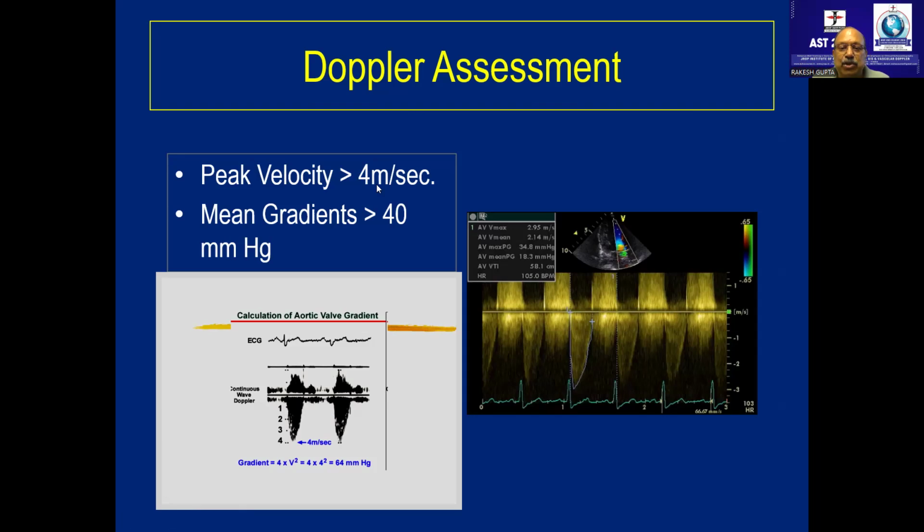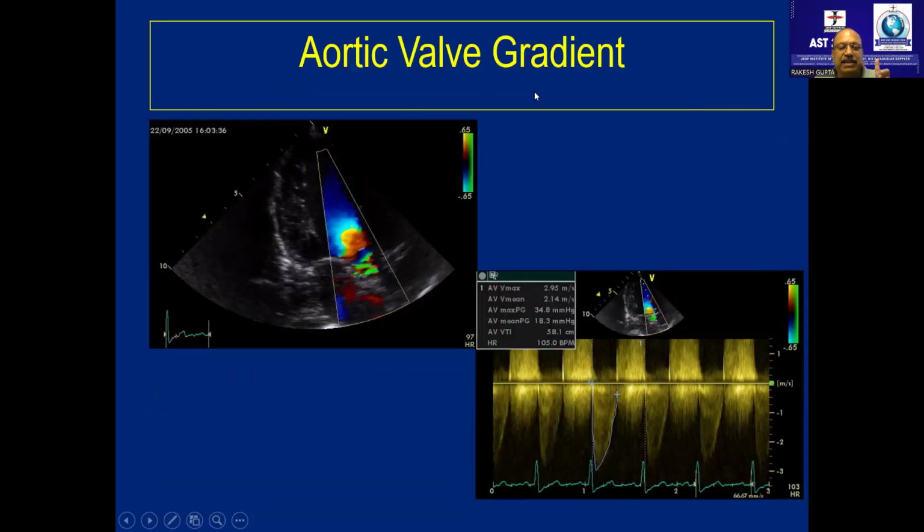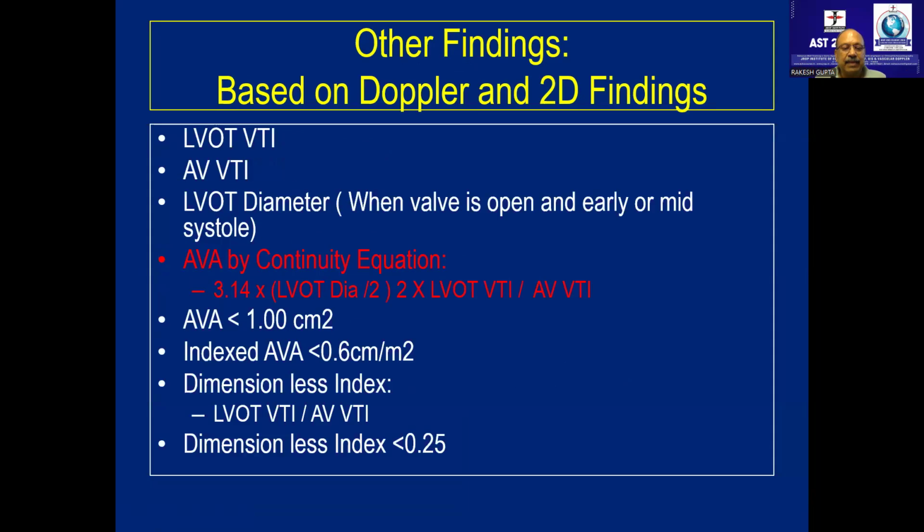And if this ratio is less than 0.25, we consider it as severe aortic stenosis. Clear or not clear? Sir, LVOT VTI divided by aortic valve VTI is less than 0.25. 0.25. Right in front of you. 0.25. Yes. Okay, sir.